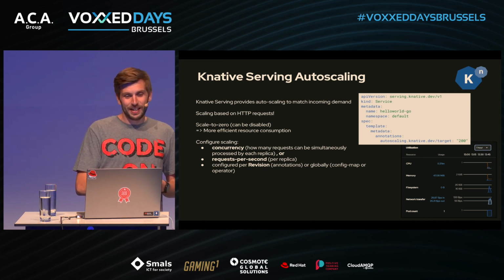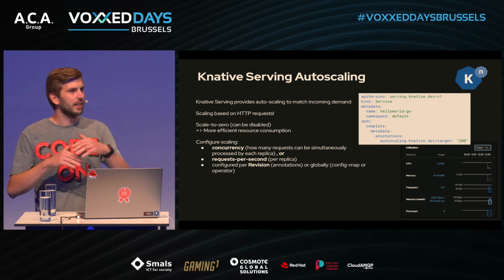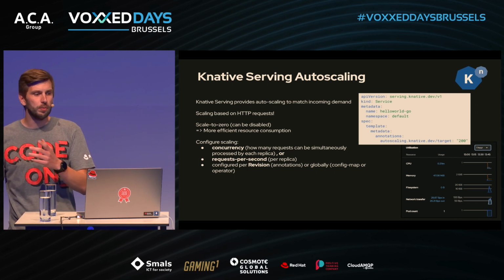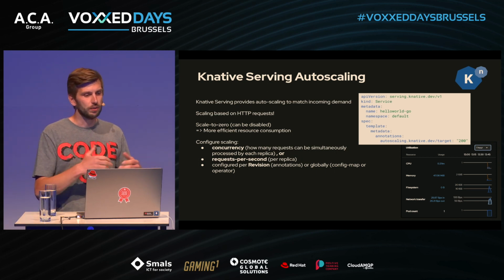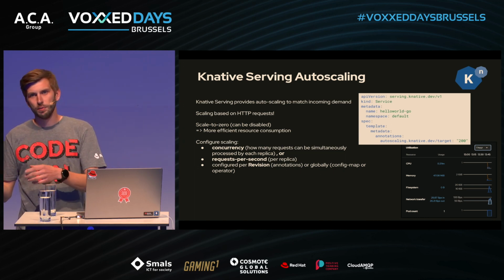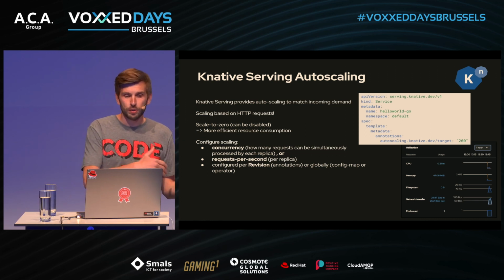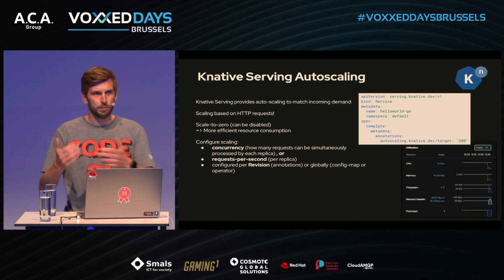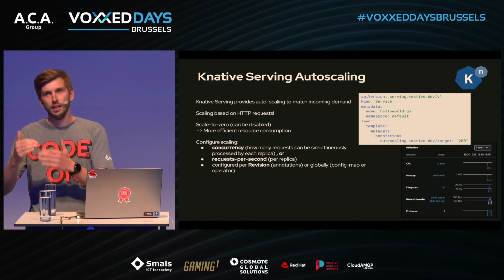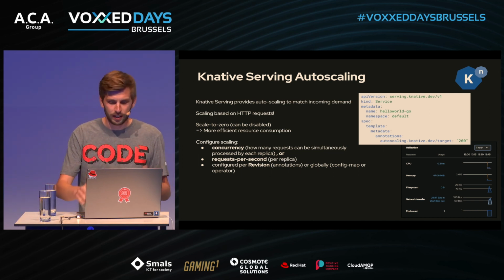To configure the scaling, there are a couple of parameters that you can set either on the revision or just as global. So there is a concurrency where you say how many requests can simultaneously be handled by a specific replica. Or there is another option where you say requests per second, where you specify this replica can manage this many requests. So if more requests are coming in, Knative will scale up.